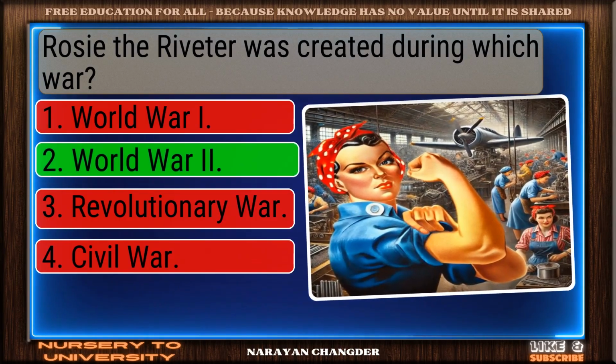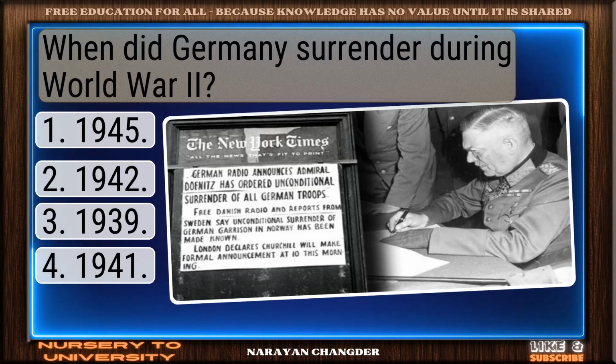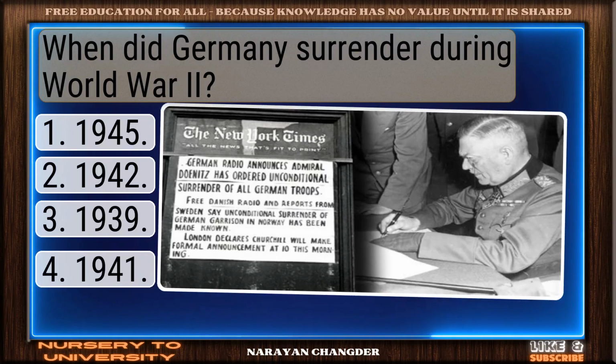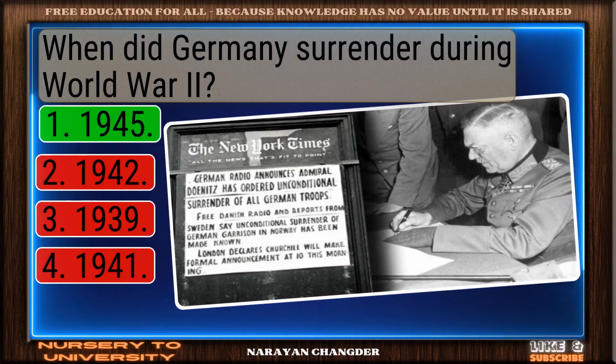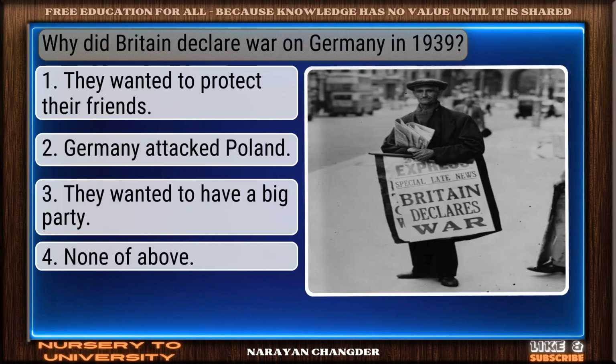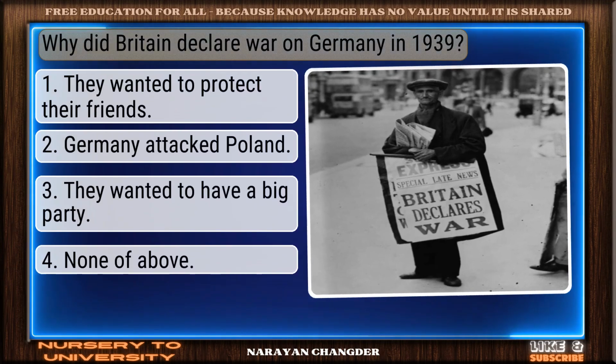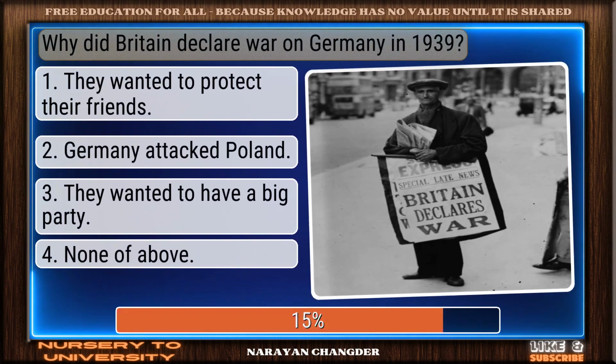Bravo, World War I is the answer. When did Germany surrender during World War I? You're right, 1945 is the correct answer. Why did Britain declare war on Germany in 1939?